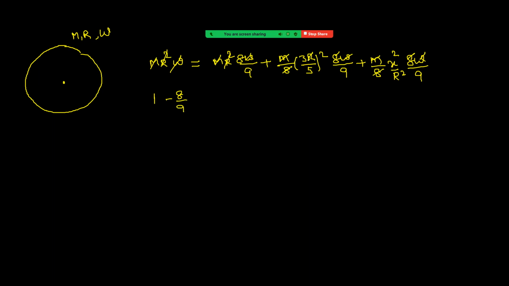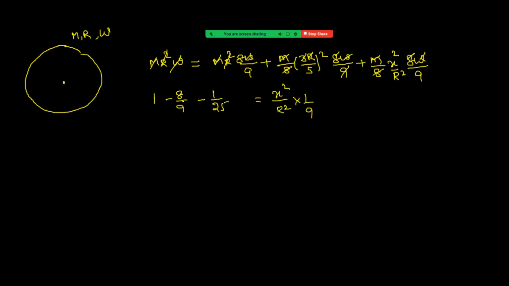And here what else is left? It is 9 by 25. 3 square, 9 gets cancelled. Minus 1 by 25. Cross check once again carefully. 1 minus 8 by 9, here 1 by 25 I have taken here. Remaining is now x square by r square by 9, x square by r square into 1 by 9.